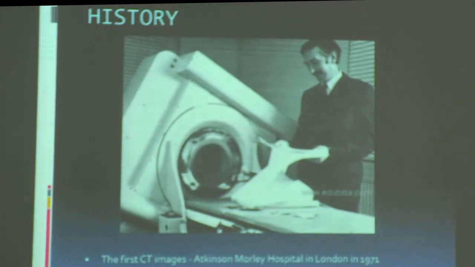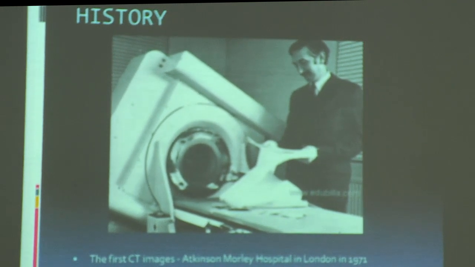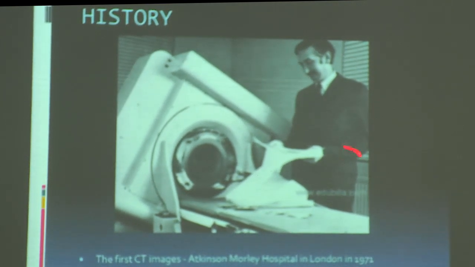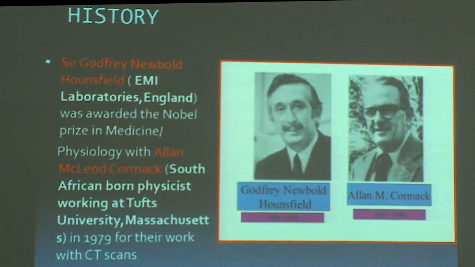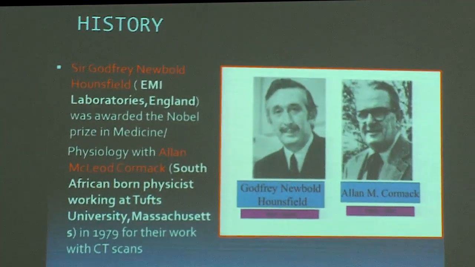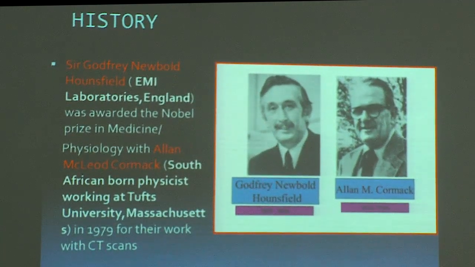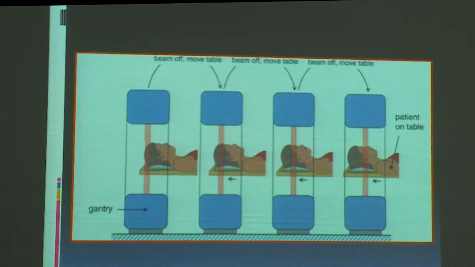So this is the first CT scanner, rather, at the Atkinson Morley Hospital in London, and this person is, any idea who this is? Hounsfield. So Sir Godfrey Hounsfield and Alan McCormack, who received the Nobel Prize for their work on CT scans. We'll just run through this. I don't think we need all this for this.